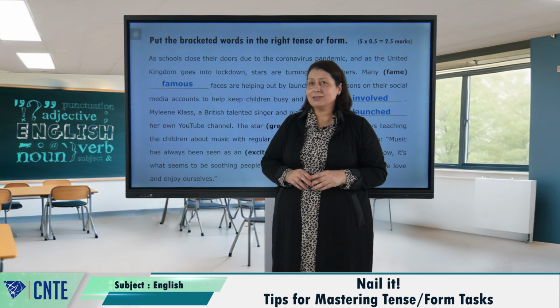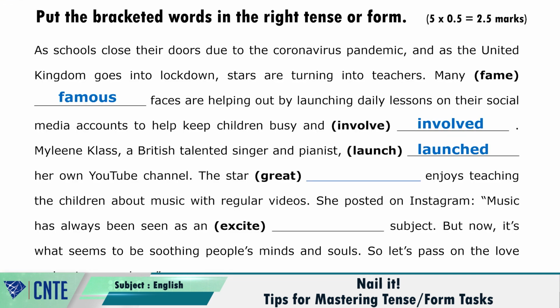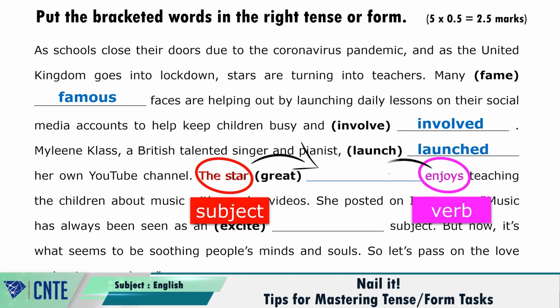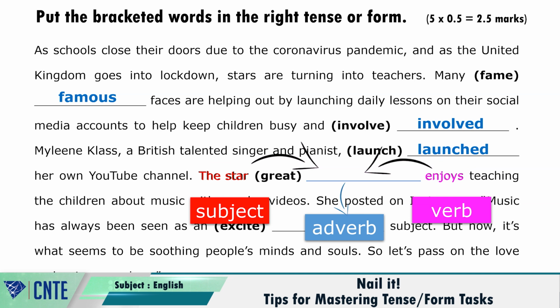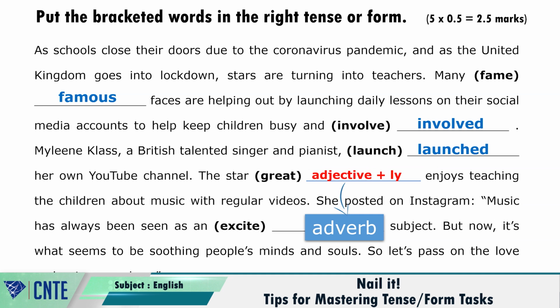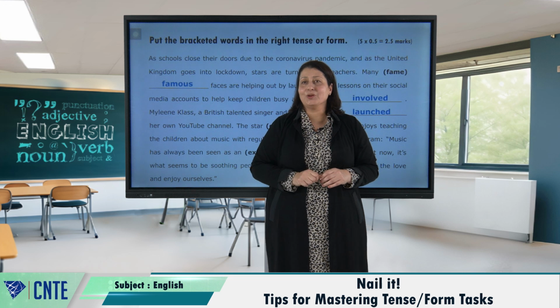Excellent. Next, the star great blank enjoys teaching the children. Look at the position of the blank in the sentence. It comes after the subject, the star, and before a main verb, which is enjoys. So, in this context, we need to fill in the blank with the correct adverb form of the adjective great. Do you remember the rule of turning adjectives into adverbs? Right, we add ly. So the answer is greatly. Well done. Let's carry on.